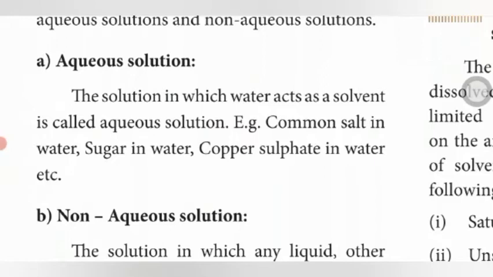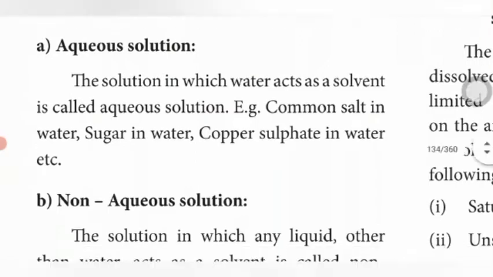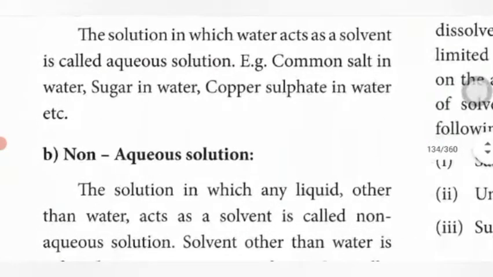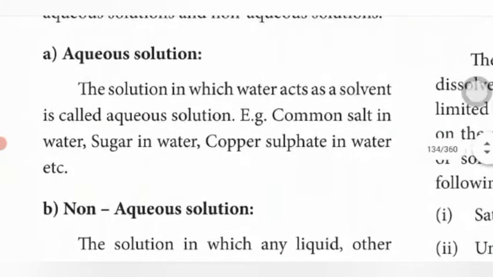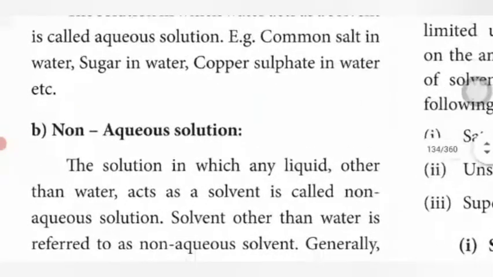Every solid particle dissolved in water, so water acts as a solvent, and we get aqueous solution. Water acts as solvent means the solutions are called aqueous solution. Example, common salt in water, sugar in water, copper sulfate in water. These are the examples of aqueous solution.